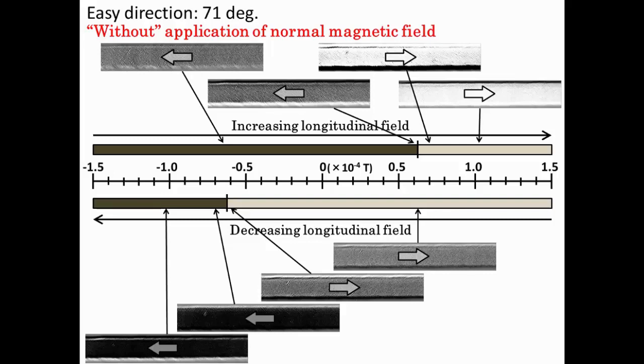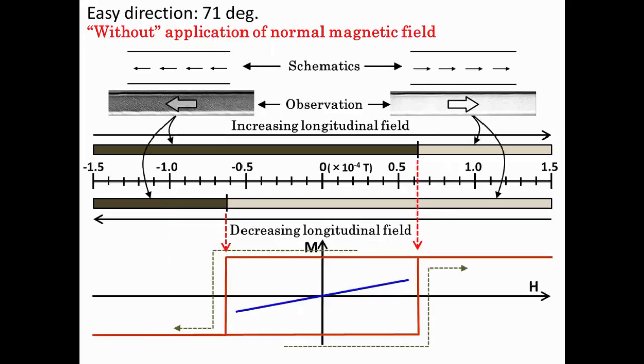And this sheet was carried out without application of normal magnetic field. When increasing external field, the domain transition from negative to positive occurs at about 0.65 Gauss, and when decreasing external field, the magnetization transition occurs at minus 0.62 Gauss. This is the estimated MH curve. It has a hidden stable state.